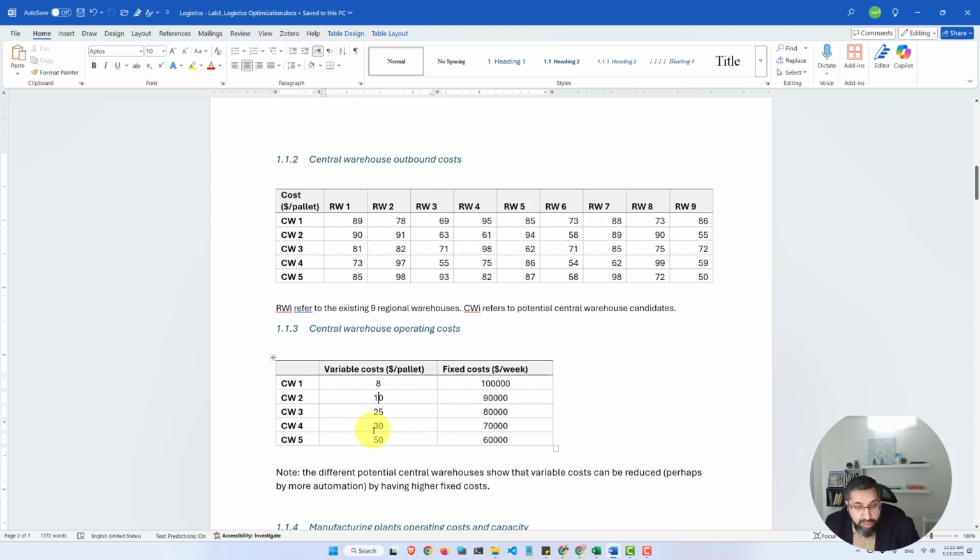You can see that in some options for the central warehouse, the variable cost is much higher, but the fixed cost is much lower. So potentially at this place, we are considering opening a warehouse that maybe has high wage rates. Maybe this is a state where the wages of workers are high, so the variable cost is high.